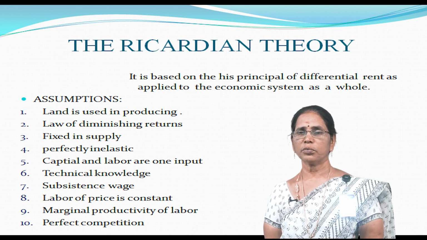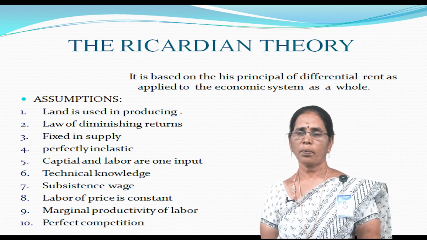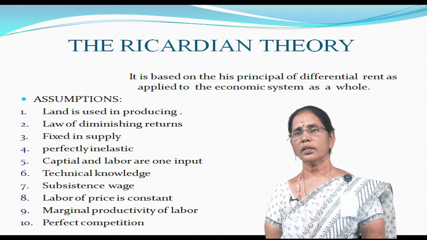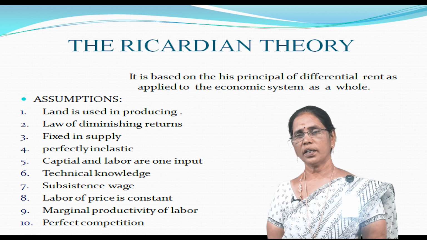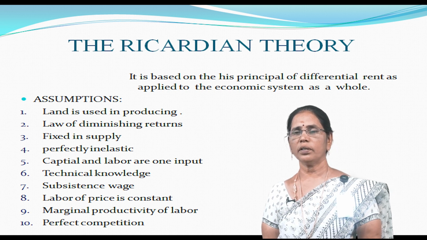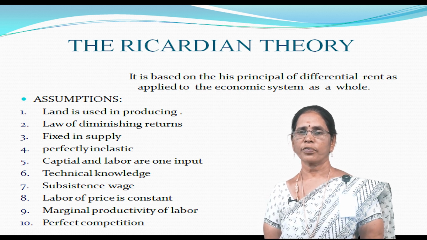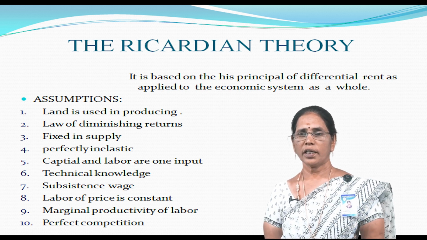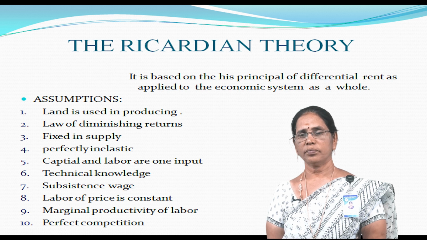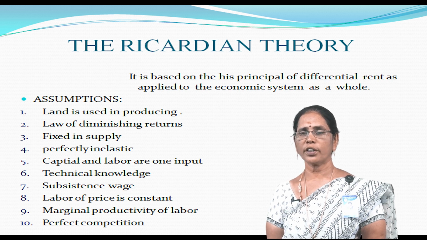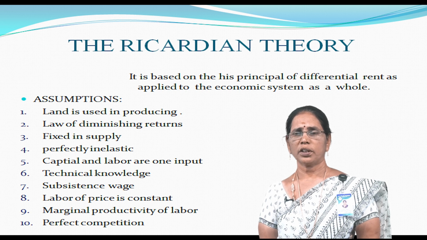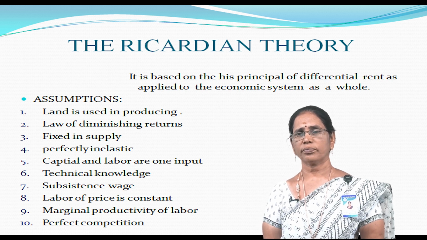Then the next assumption is technical knowledge. Sometimes technical knowledge may vary, but according to the Ricardian theory, technical knowledge is a constant phenomenon. Then subsistence wage: the price of labor is constant. Then the next one is the marginal productivity of labor. And the last assumption is perfect competition.